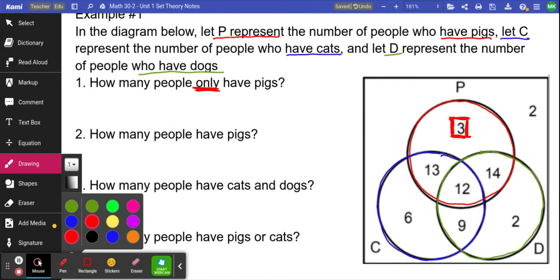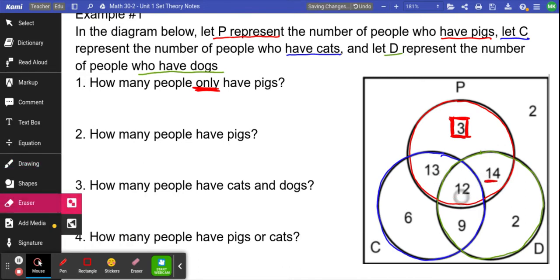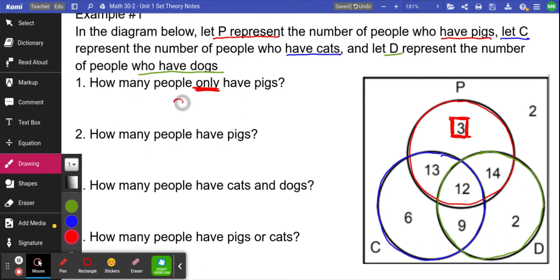The other numbers in the pig circle have another type of animal. These 13 also have cats. These 12 have cats and dogs. These 14 have dogs. So when we're looking for only pigs, we're talking about those three people. And that "only" is a keyword.